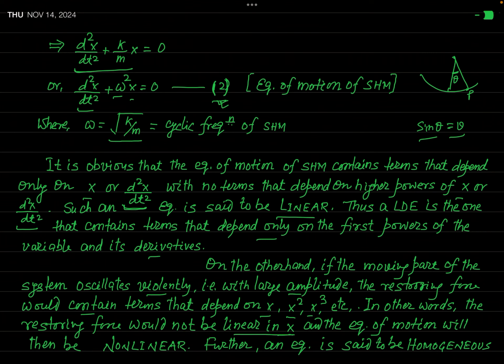But this f will vary non-linearly with x. It may depend on x square, x cube, x4, and so on. And actually in that condition, the equation of motion will also not be of this form, as you have seen in this equation 2. But the equation of motion will also contain terms like x square, x cube, x4, and so on. And so the equation of motion then becomes non-linear, not linear.